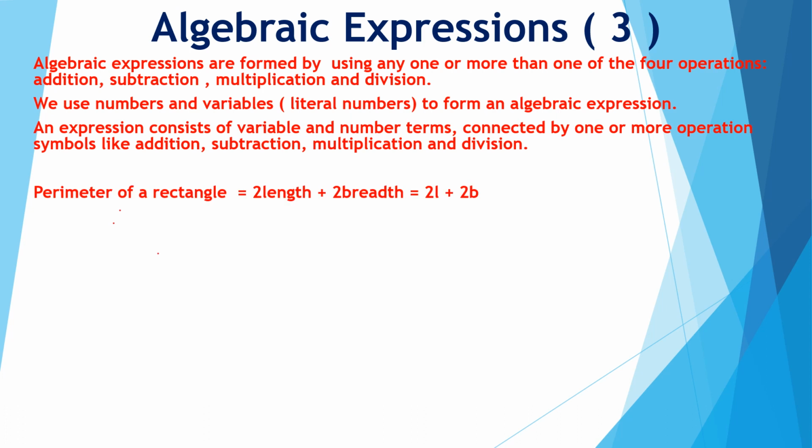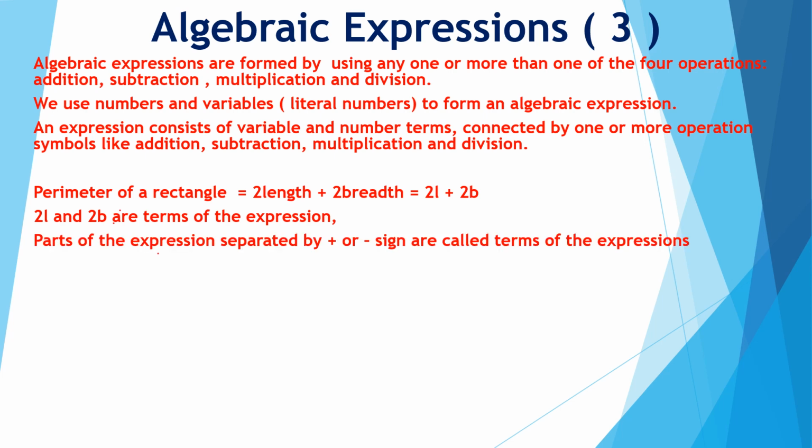Perimeter of a rectangle is equal to the sum of all sides. So it equals 2 times length plus 2 times breadth. We write it as 2L plus 2B, where L is the length and B is the breadth of the rectangle. Here 2L and 2B are terms of the expression. They are joined together by a plus sign. Parts of the expression separated by plus or minus sign are called terms of the expression.